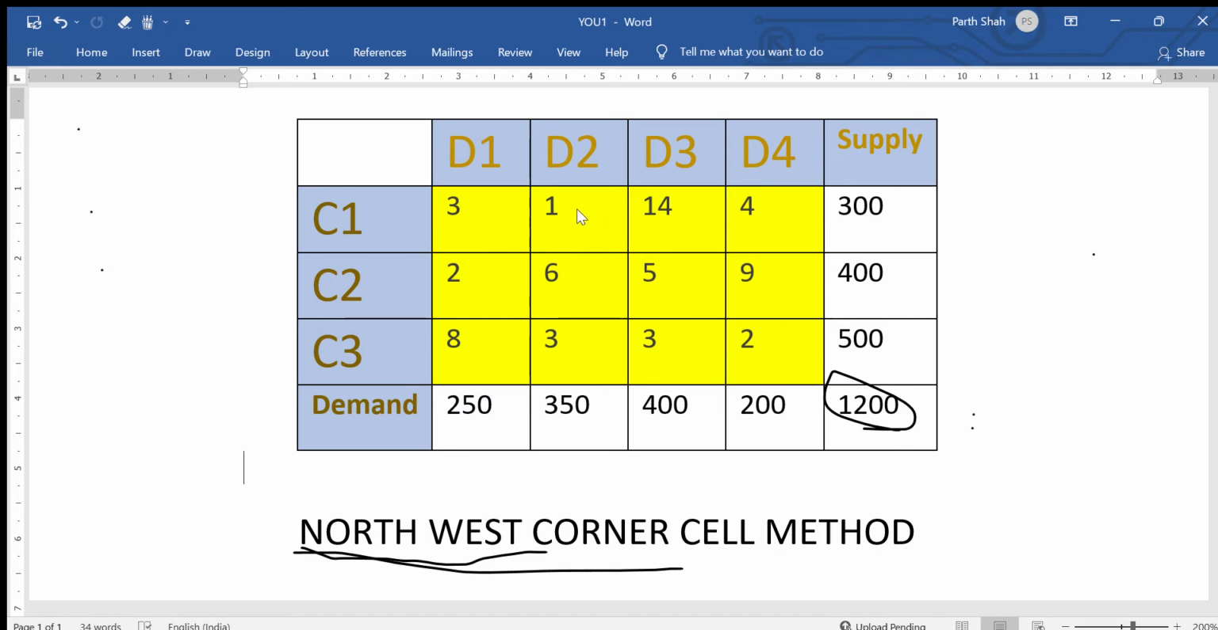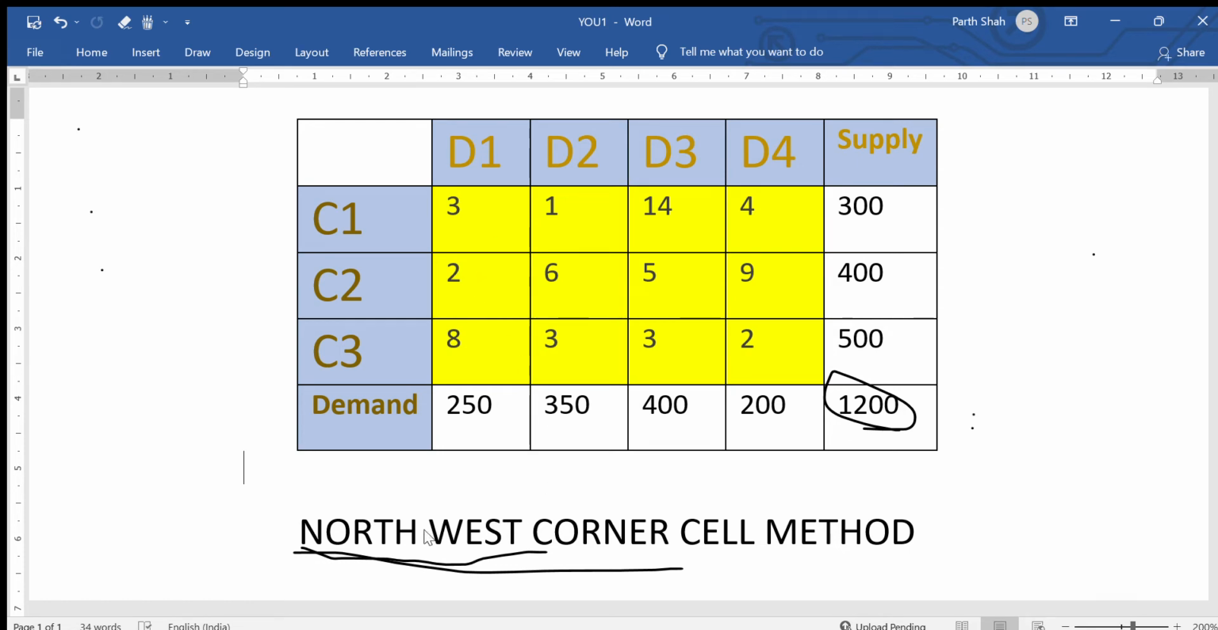Now, as you can see, these yellow cells are the cost matrix. This 3 represents the cost of transporting one item from company 1 to destination 1, which is 3 rupees. Taking this 6, transporting one item from company 2 to destination 2 costs 6 rupees. In this manner, the whole cost matrix is given.